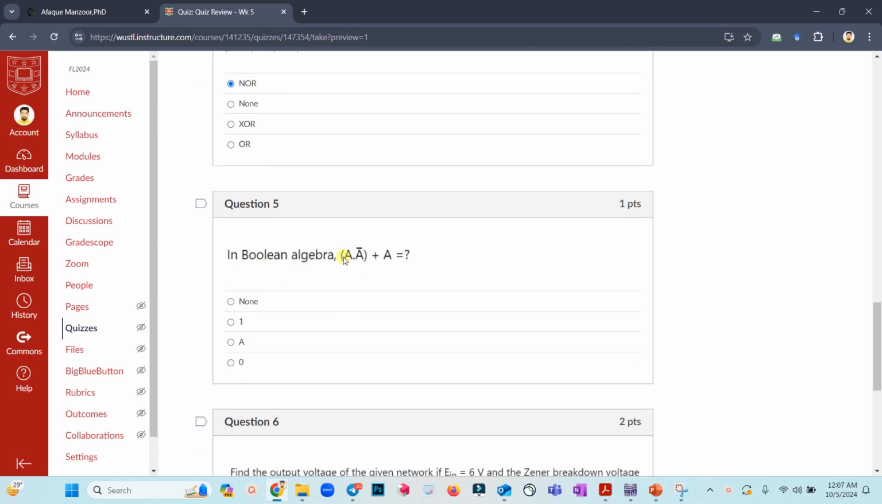In Boolean algebra, see, A multiplied by A bar will always give you 0, right? Because if A is 1, the A complement would be 0, and 0 multiplied by any number would be 0. So 0 plus A will give you A.